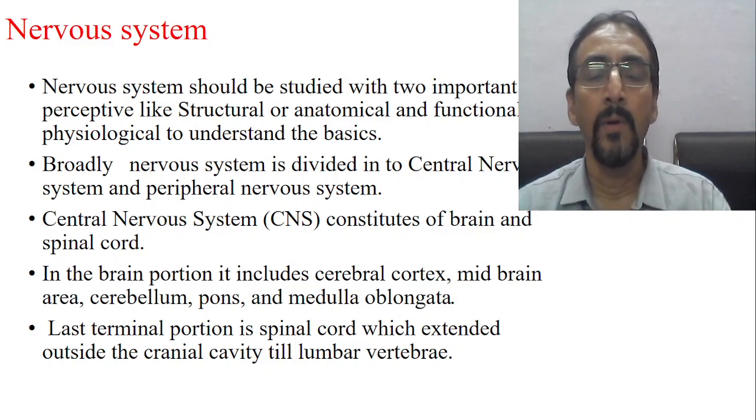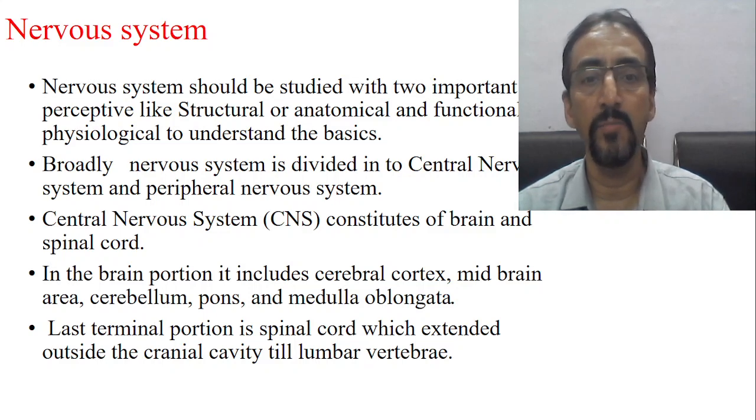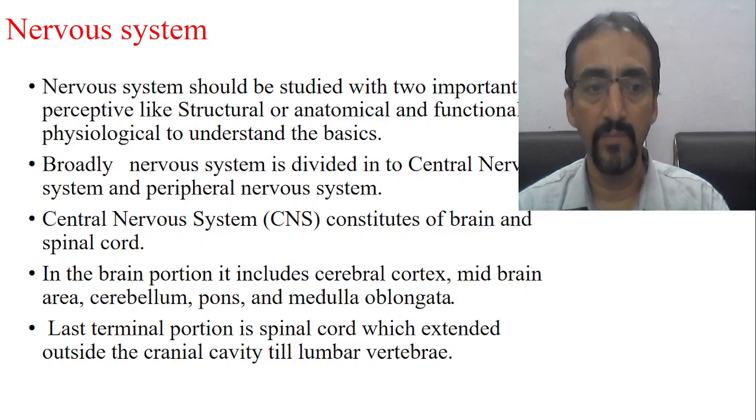Now, broadly, the nervous system is divided into two parts. We know that one is the central nervous system and another one is the peripheral nervous system. The one which is present in the center is called the central nervous system. What is present in the center? That is the brain as well as the spinal cord. The spinal cord is also present in the center of the body. The nervous system which extends from the center to the periphery is called the peripheral nervous system.